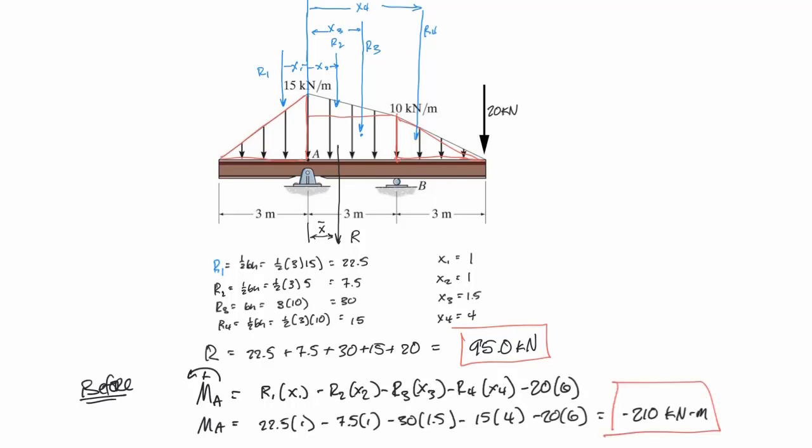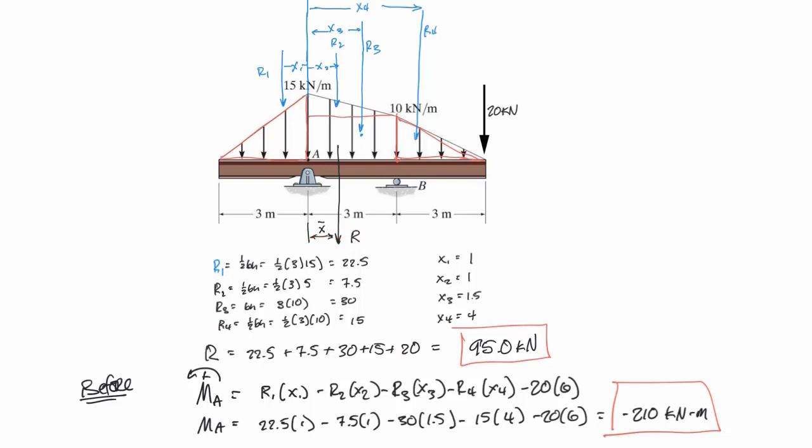Okay, so I've computed the moment before by putting all those numbers in, and we can see that it is negative 210 kilonewtons per meter. Alright, let's find out what our effect is afterward. And the after effect is replacing all of this stuff with one resultant times that x bar.